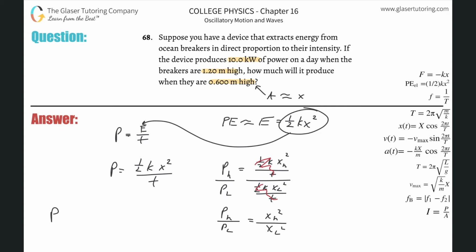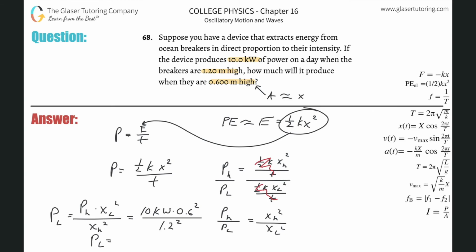So the power when the wave is low will be equal to the power when the wave is high, multiplied by the height of the low wave squared divided by the height of the high wave squared. Now we plug in. This is 10, and I'll leave the answer in kilowatts. Since it's proportional, you don't have to change units, but you can if you want. So 10 kilowatts times the low height, 0.6 meters, squared, all divided by the high height, 1.2 meters, squared.